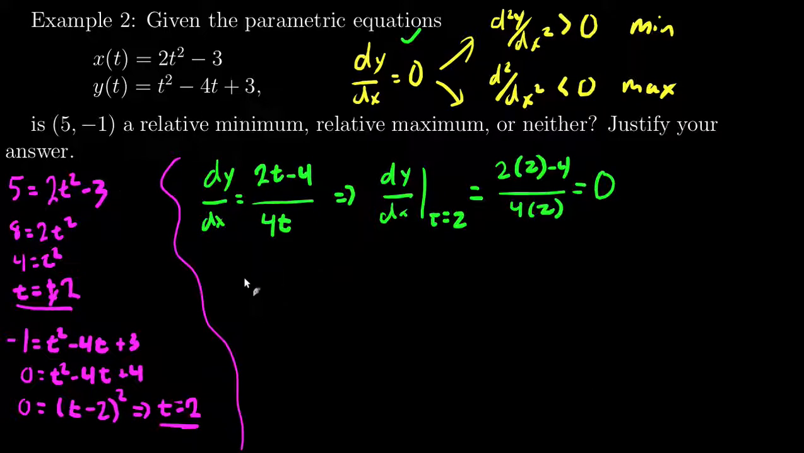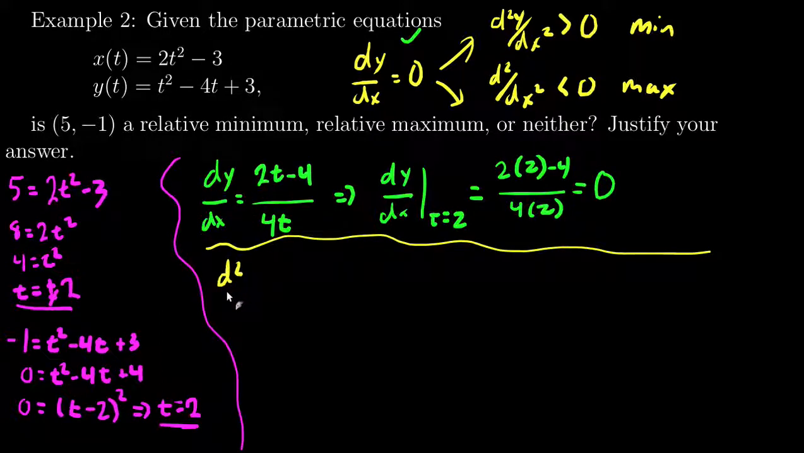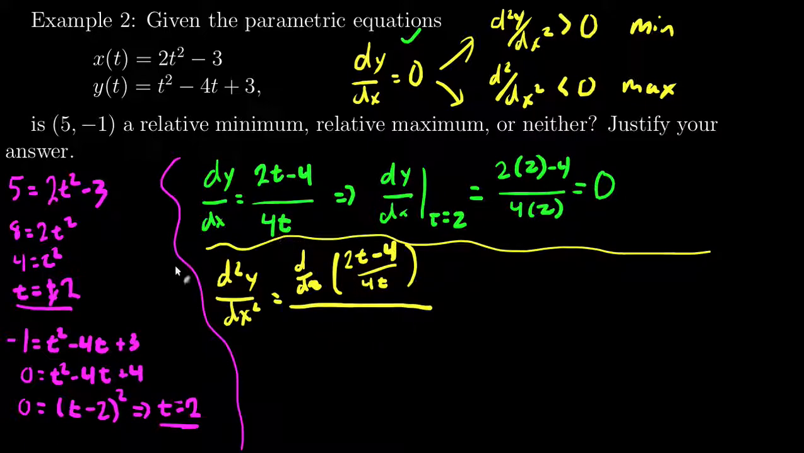Now I need the second derivative. And so in order to get that, I need to take the derivative of the first derivative, which was this. So (2t minus 4) over 4t, which is going to involve some quotient rule, and divide all of that by the derivative of x with respect to t. So I'll write dx/dt here. It's pretty easy.